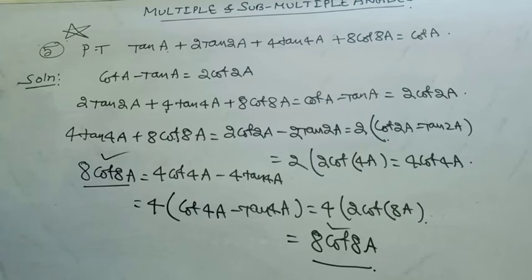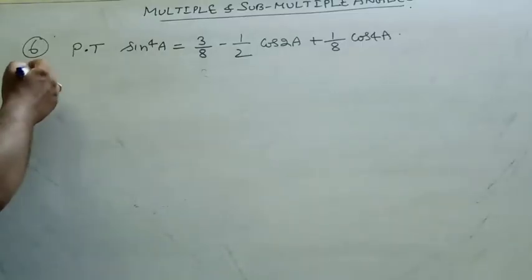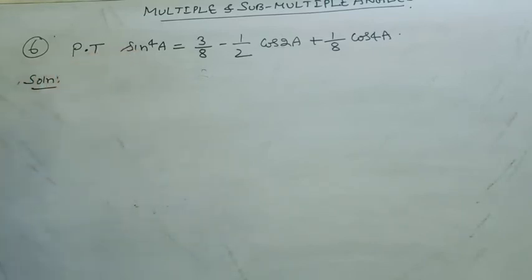Right? See, my dear students, next we have this interesting problem, the sixth one. Prove that sine power 4 a is equal to 3 by 8 minus 1 by 2 into cos 2a plus 1 by 8 into cos 4a. How are we going to do this particular problem? 3 by 8 minus 1 by 2 into cos 2a plus 1 by 8 into cos 4a.